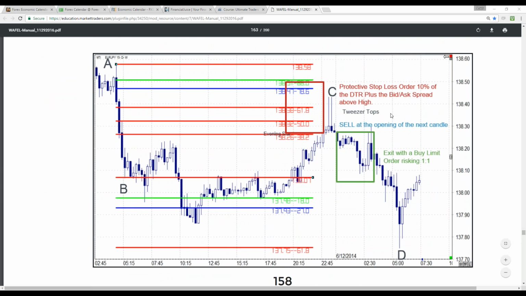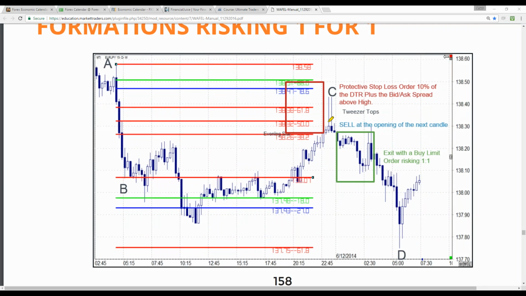In a downtrend, it's the same process, save for the stop, which will be calculated differently. We look for a candlestick formation in the direction of the capital D. Here we have tweezer tops. Then we take 10% of the DTR plus the bid and ask spread, which can be fixed at 5 pips. So 10% of the DTR plus 5 pips, and that's where my stop will be, above the candlestick formation.